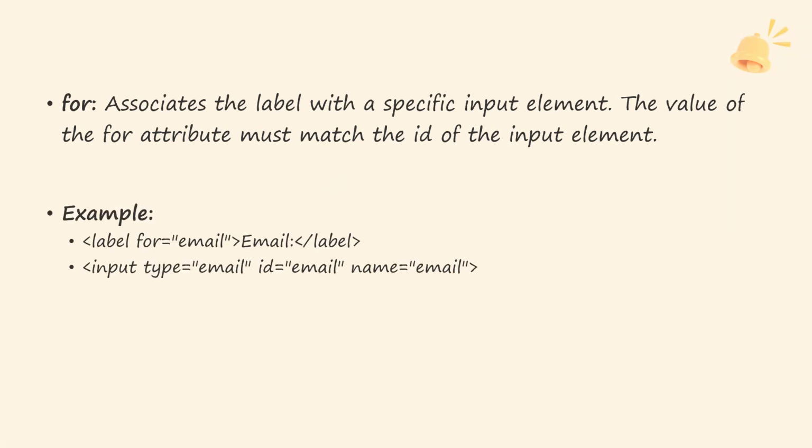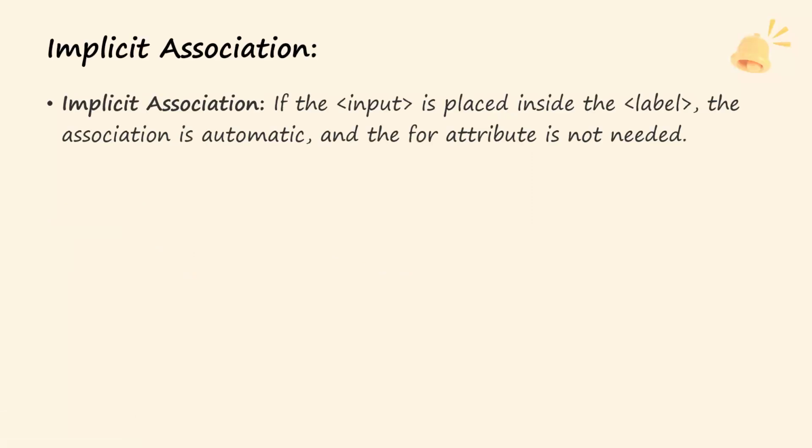Okay, so now this is an example, you have already seen that, where we did it for username and we also did it for password. We also have implicit association. Sorry, we haven't talked about it yet. If the input is placed inside the label, the association is automatic and the for attribute is not needed. So what we mean by implicit association is this.